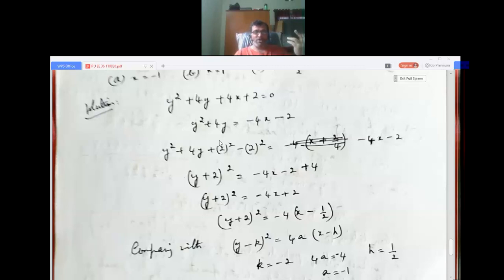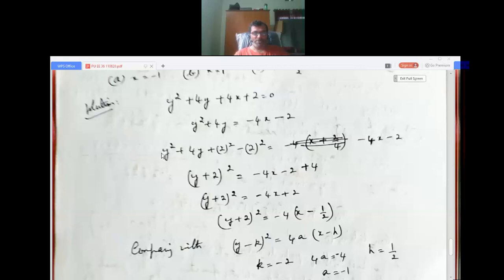So naturally I have to use the completing the square method. Y squared plus 4y equals this side. I can't explain all the basics now, there is no time. So here I use completing the square: y squared plus 2 into 2y, so I want plus 2 squared, so minus 2 squared to compensate.